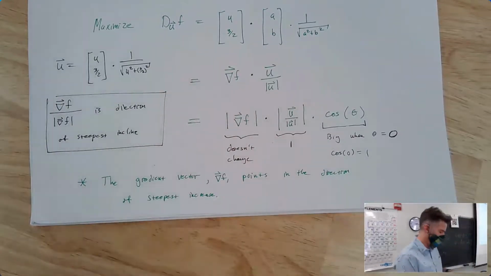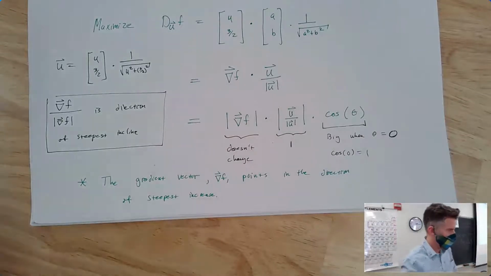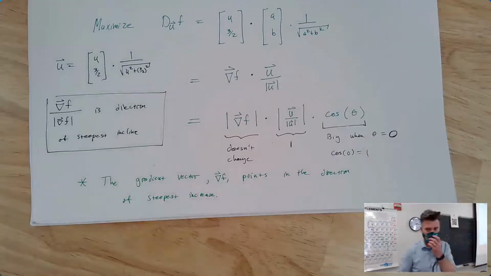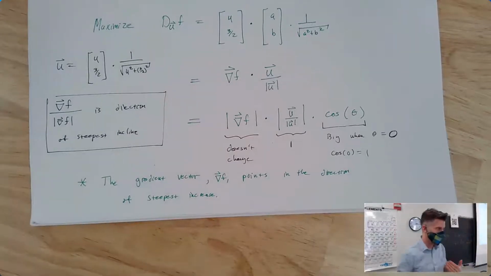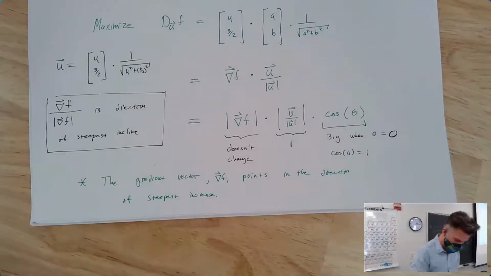Some people are not super particular about saying a direction vector has to be a unit vector, but I feel like the teacher might be particular about that. So I would caution you to err on the side of direction vectors should be unit vectors. Always take that vector and divide by its magnitude. Okay.